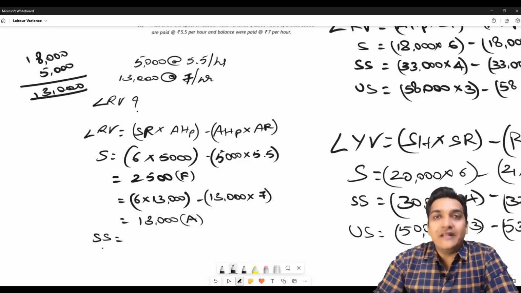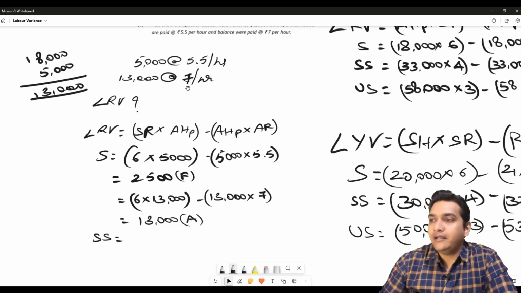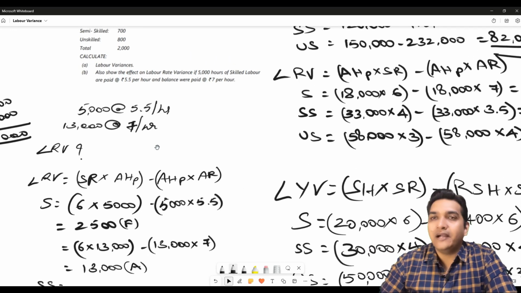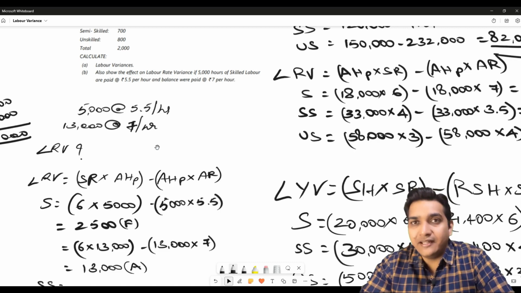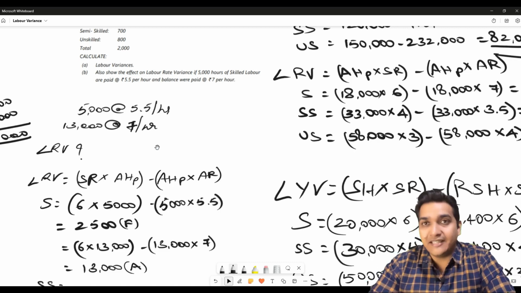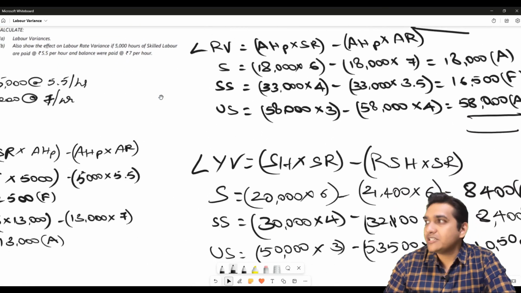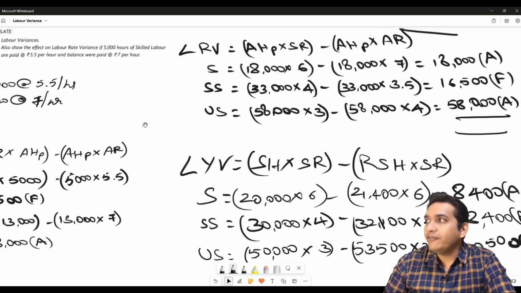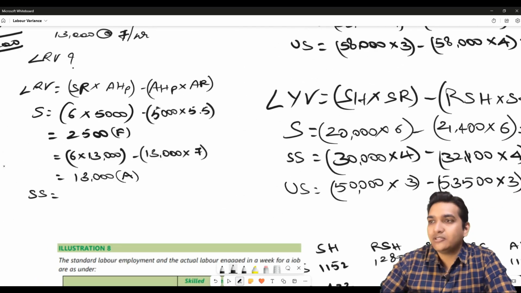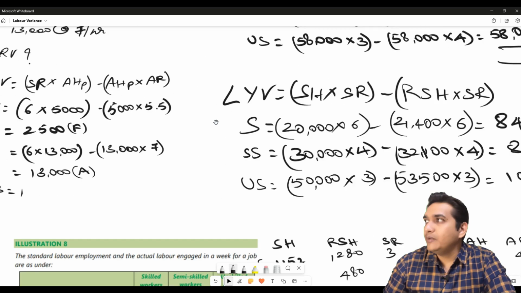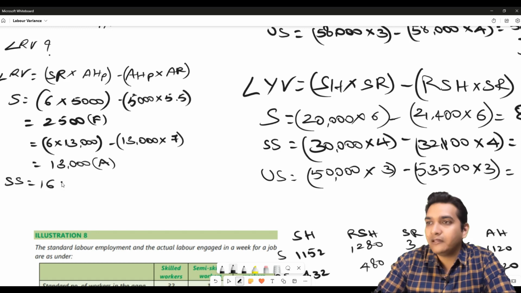Semi-skilled will not change because semi-skilled is again paid at a standard rate. The second part of the question is only talking about the skilled labor, not the semi-skilled or the unskilled labors. So we can write as it is what we had calculated in the first part, which is 16,500 favorable for semi-skilled and 58,000 adverse for unskilled labor.